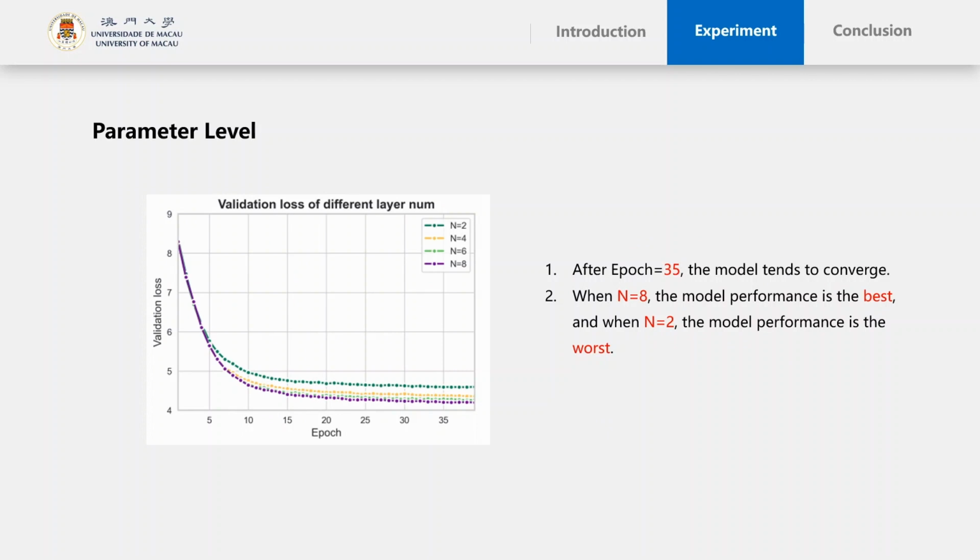Here is the variation of validation loss for different layer numbers. We can see that four curves drop dramatically before epoch 10 and become convergent after epoch 35. Significantly, N equals 8 gives the best performance on prediction, and N equals 2 gives the worst.